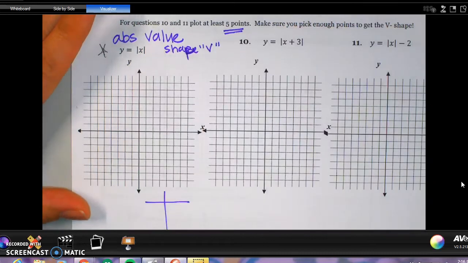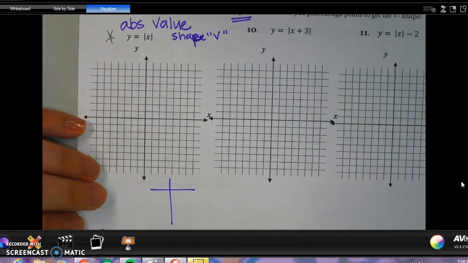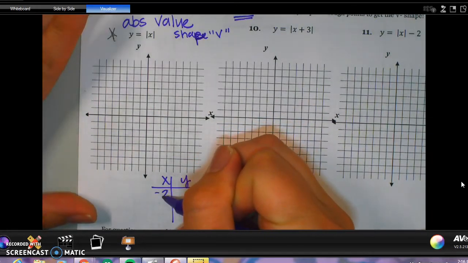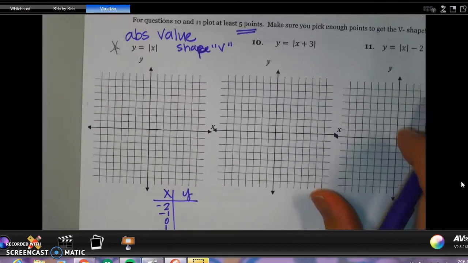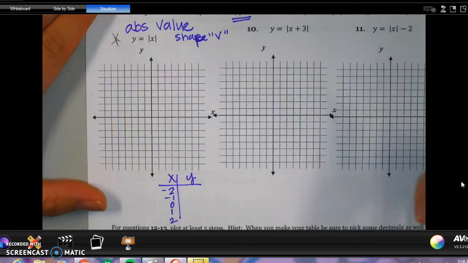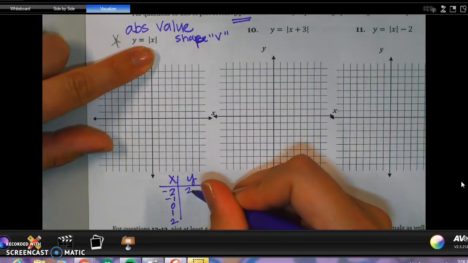Okay, if you're not getting a V shape, try adding some points in one direction or the other to get a good V. You need the whole thing. So I'm going to pick 5 points, and I'm going to pick these, and I know these work. Remember, absolute value means, let me zoom out so we can see the whole thing. Absolute value means always positive. So when I plug in -2, the absolute value of -2 is +2.